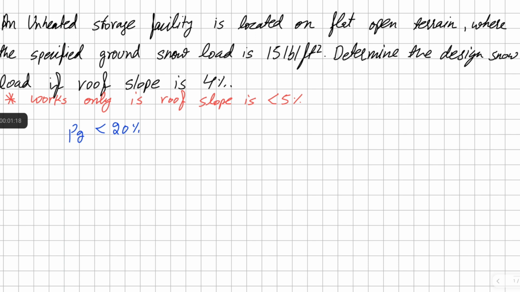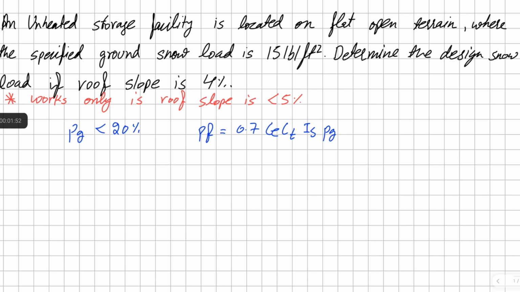Therefore, we'll have to use our empirical formula and a shortcut formula and determine whichever formula has the highest value. That would be our final answer. And let's dive into it. So first of all, we'll use our empirical formula. That is as follows: 0.7 times our exposure factor times our thermal factor times the importance factor times our ground snow loading.